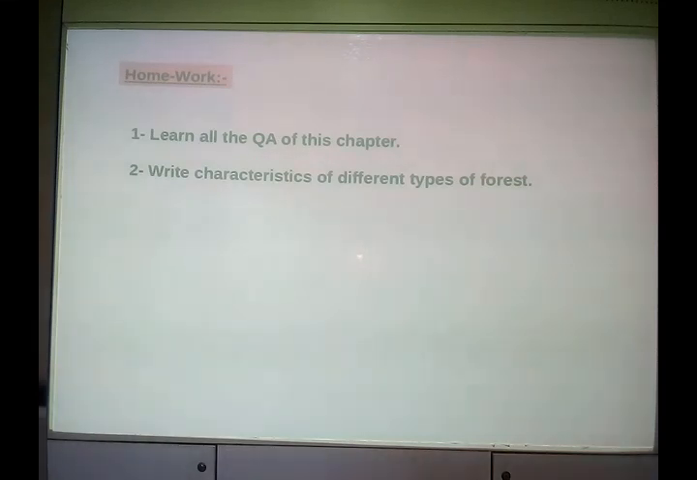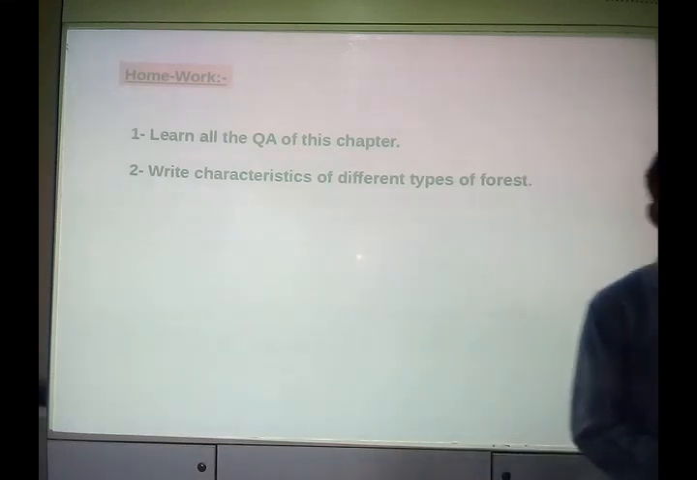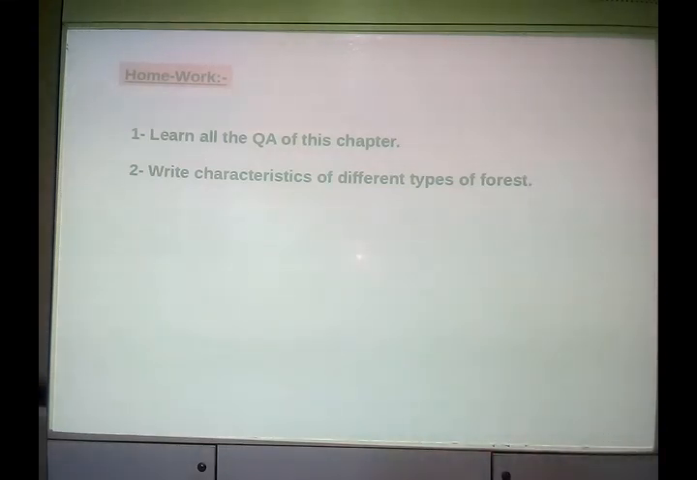Keep learning, keep enjoying at home, but you should also give proper stress to your studies, because this is the time when you should not fall behind in your studies. Be very serious towards your studies, because it's high time for all of you.